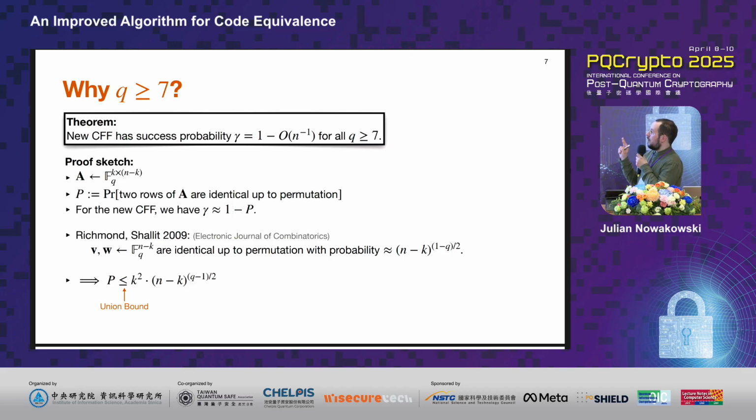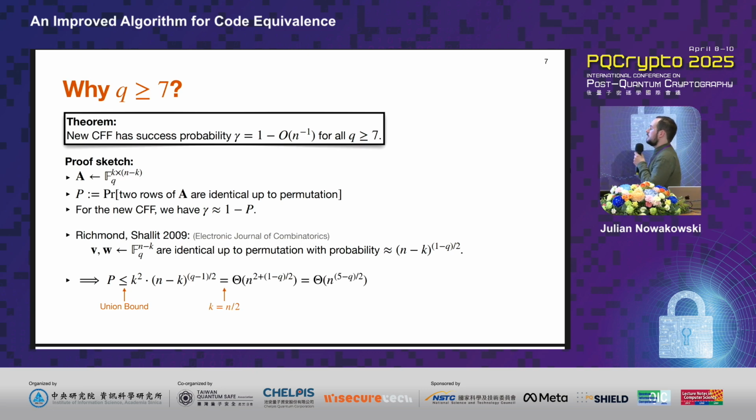I now just take a union bound over all possible pairs of rows, of which we have at most k squared. Then we get the bound that p is at most k squared times (n minus k) to the power of (1 minus q) over 2. Now, as I said in the beginning, we're interested in the setting where k is n half, and then both k and n minus k simply become theta of n. So we can rewrite the whole thing like that: n to the 2 plus (1 minus q) over 2, and then you can rearrange terms and easily figure out that this is the same as n to the (5 minus q) over 2.